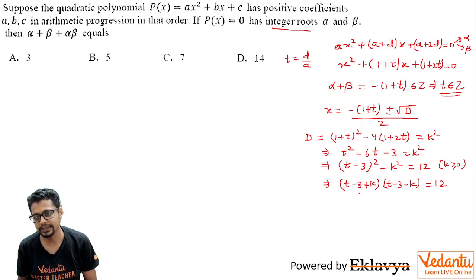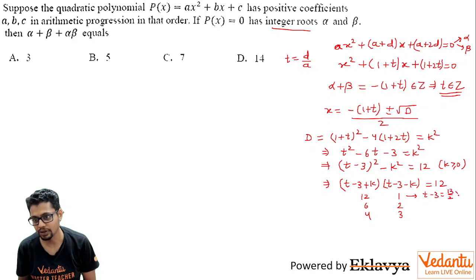So here you may say it can be 12 times 1. Of course since k is non-negative, t minus 3 plus k would obviously be greater than t minus 3 minus k, so it can be 12 times 1, it can be 6 times 2, it can be 4 times 3. Now if you see carefully, in this case t minus 3 turns out to be what?